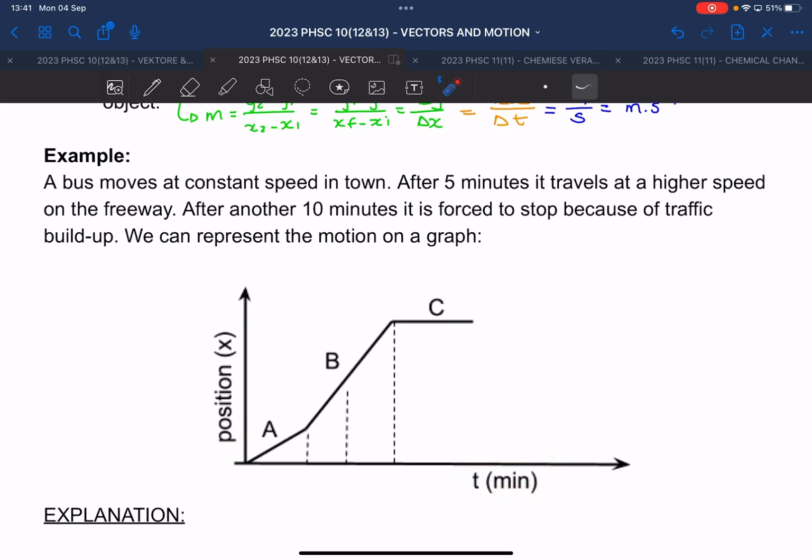Okay, so you can see here we have a certain gradient. And then you see the gradient goes up like that. It's steeper. What does that change in gradient represent? What does it show us? It increases speed because the gradient increased. Gradient is equal to velocity. So if the gradient is steeper, then the velocity is higher. And then you see here the gradient is constant. Here it's also constant.